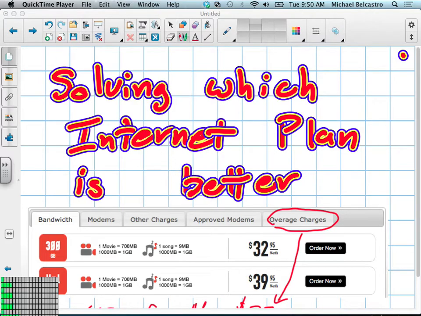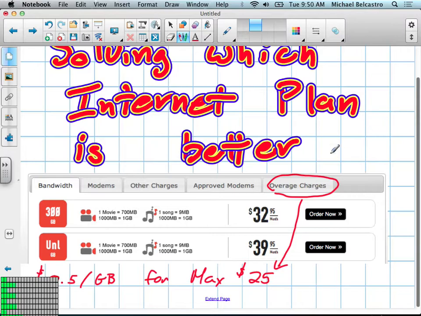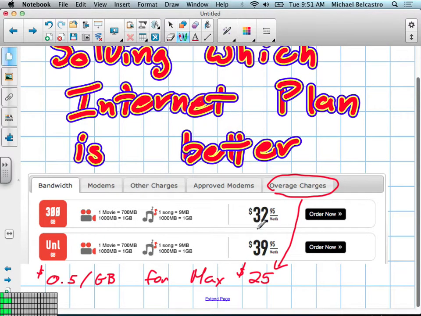Okay, so we're going to solve which internet plan is better. And like I said, we went and found out some information from a company here. And they have bandwidth. Okay, so we're looking at their bandwidth charges. Their charges start at 300 gigabytes. So in other words, you can use up to 300 gigabytes for the price of $32.95. You can always round it to $33 if we'd like to make this a little easier.